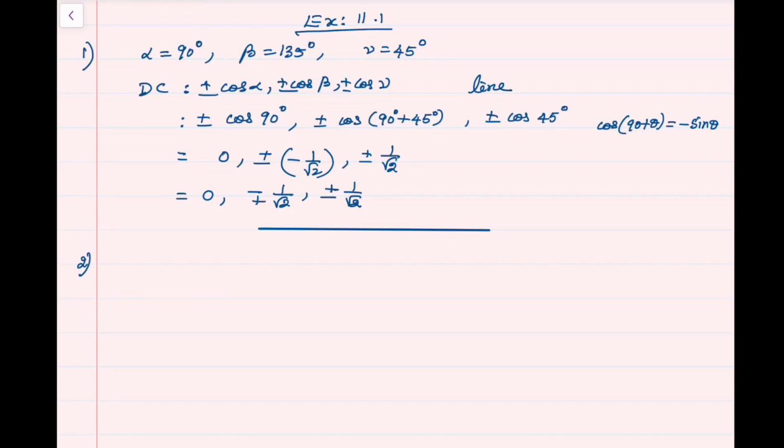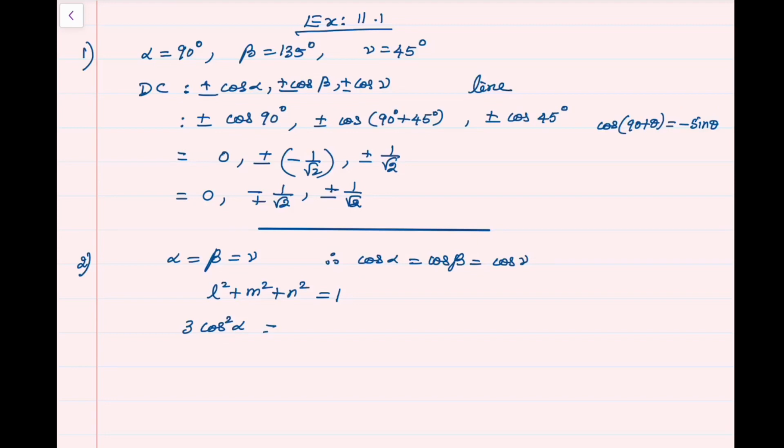Now question number 2. Find the direction cosines of a line which makes equal angles with the coordinate axes. So it is given in the question that alpha, beta, gamma are equal. Therefore, cos alpha, cos beta, cos gamma are also equal. And we know the relation between L, M and N. L square plus M square plus N square is 1. Therefore, cos square alpha plus cos square beta plus cos square gamma is 1. All three are equal. So I can write it as 3 times cos square alpha is equal to 1.